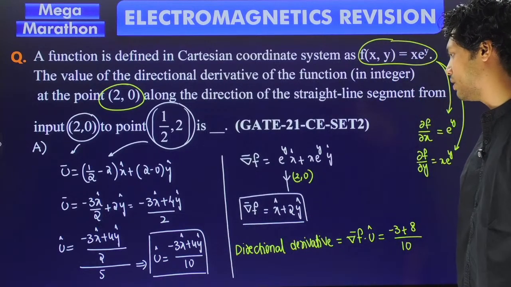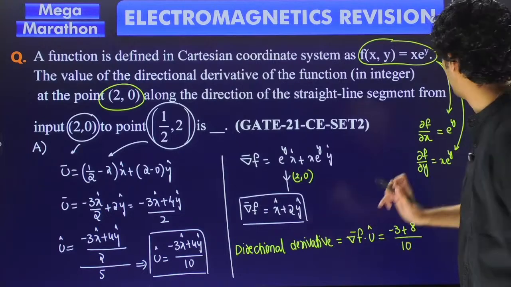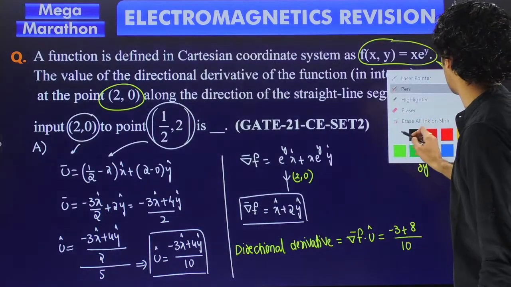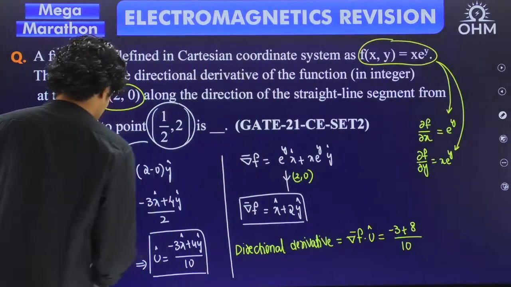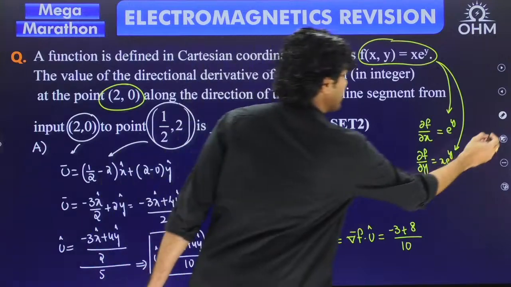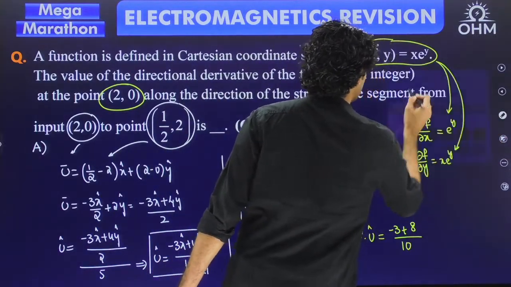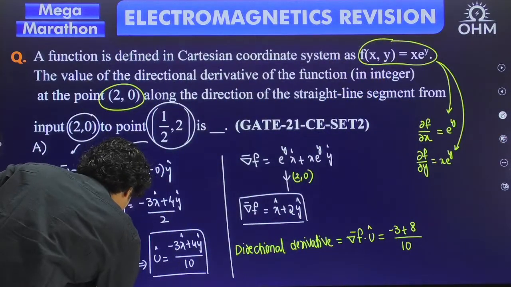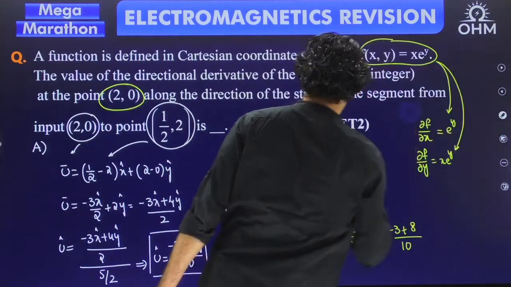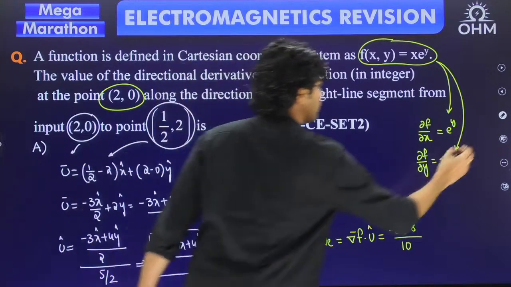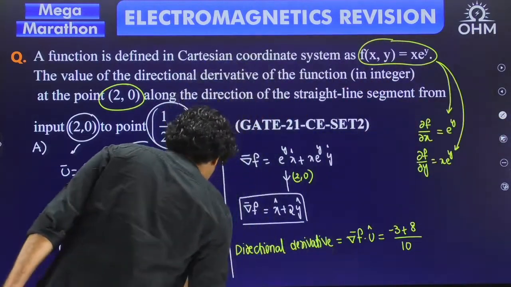Oh wait, I'm sorry, I think I've made a small mistake here. Okay, so here this is 5 by 2. The magnitude here is 5 by 2. So because of which the denominator here becomes equal to 5. This is 5. Okay, it's my mistake.